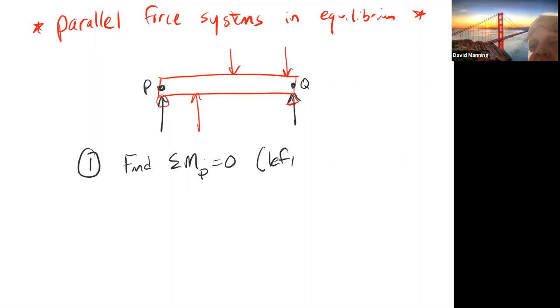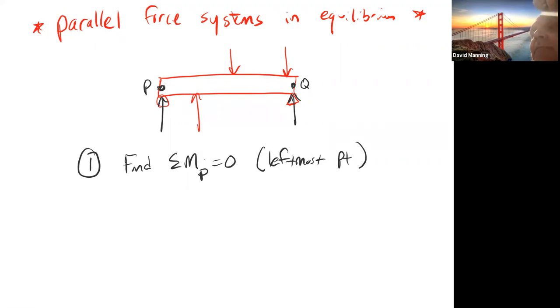I always use the leftmost point just so that the rotation looks the same all the time. So I always know clockwise and counterclockwise real easy. That's why I always choose the leftmost point whenever possible. Now sometimes it's not possible, but most of the time I'll use the leftmost point.